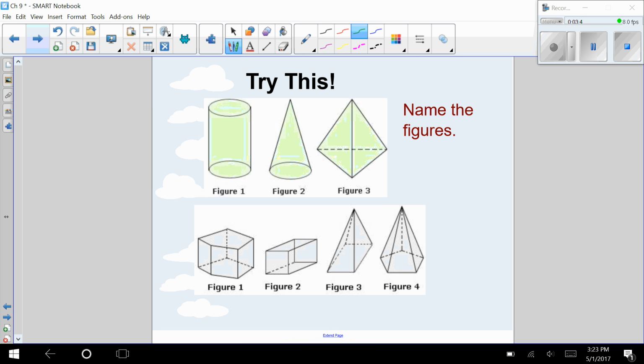So name these figures on your own. All right, I'm just going to quickly go through these out loud. At the top, figure 1 is a cylinder. Figure 2 is a cone, and figure 3 is a triangular pyramid. On the bottom here, figure 1 is a pentagonal prism. Figure 2 is a square prism, or you could have said rectangular prism. Figure 3 is a rectangular pyramid, and figure 4 is a pentagonal pyramid.